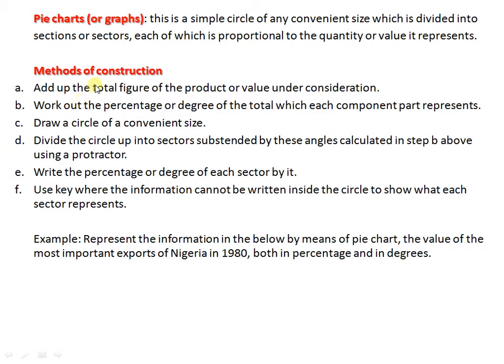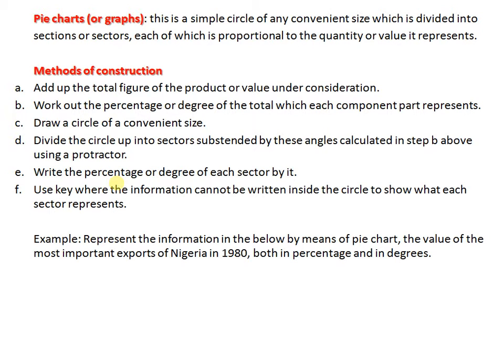First of all, you have to add up the total figure of the product or value under consideration. Secondly, work out the percentage or degree of the total. Thirdly, draw the circle of a convenient size. Fourthly, divide the circle up into sections subtended by the angles calculated in step two above. Then fifth, write the percentage or degree of each sector by it. Lastly, use a key where the information cannot be written inside the circle, to show what each sector represents.